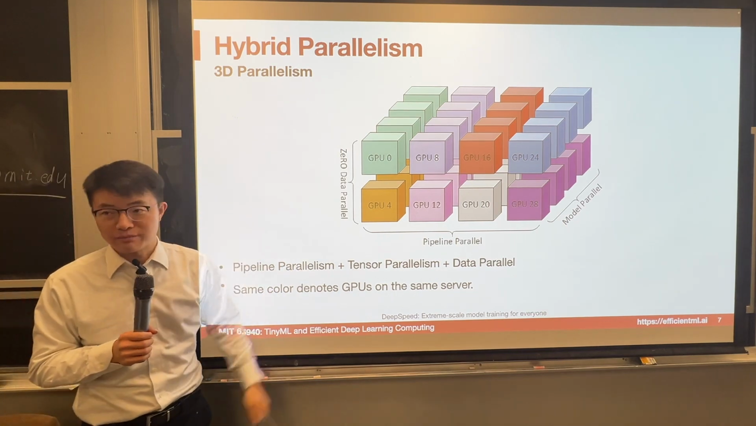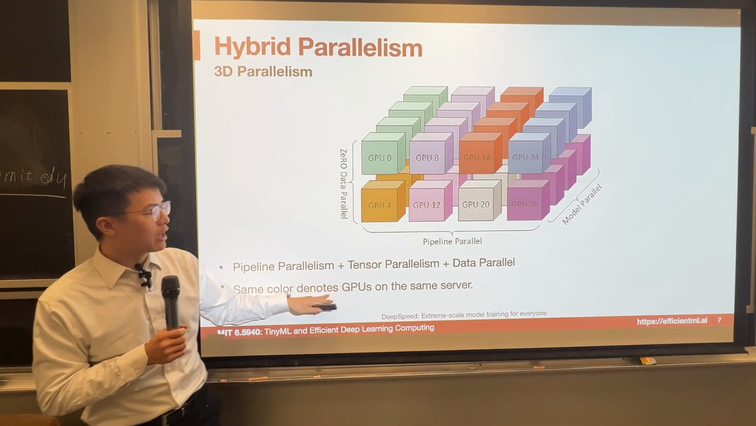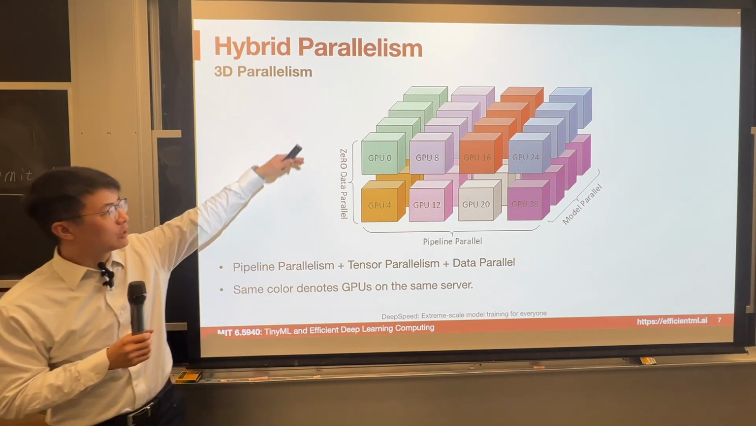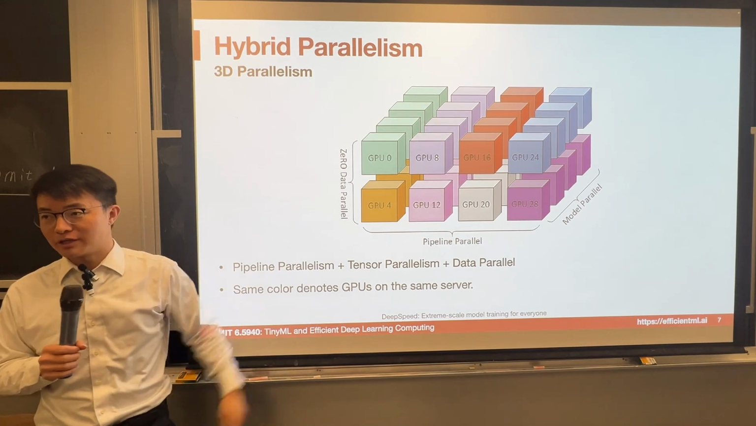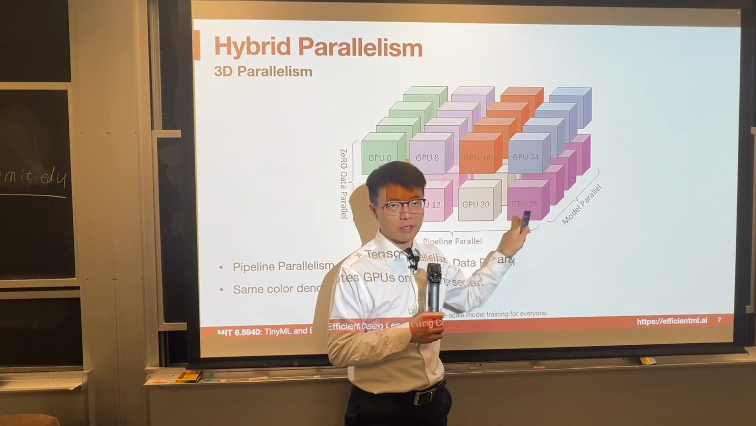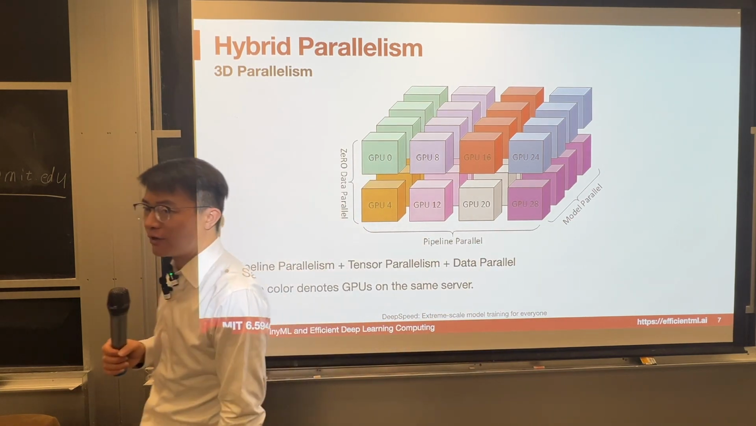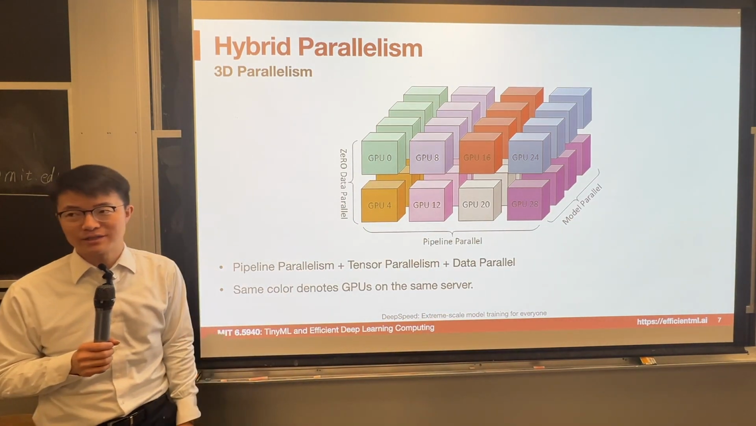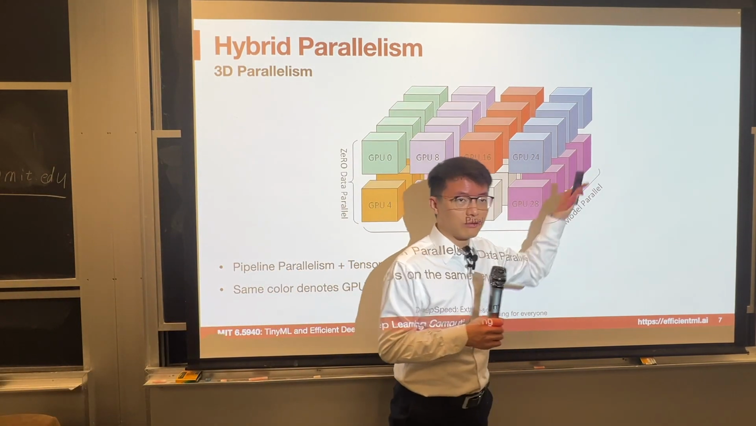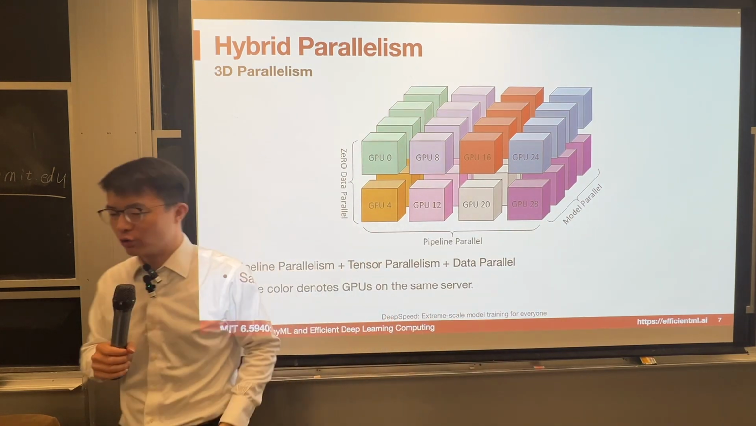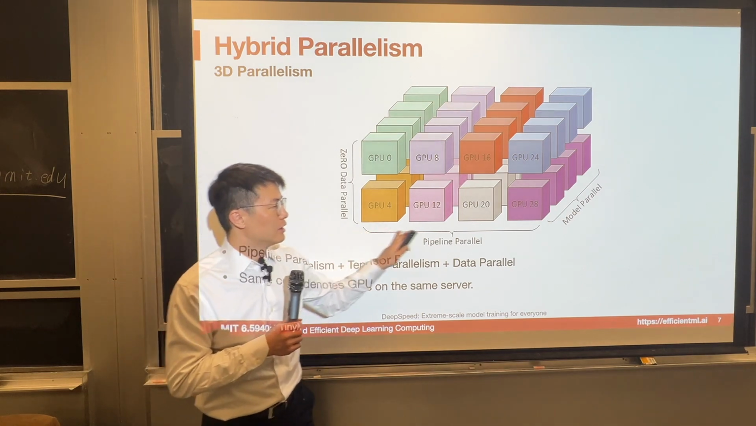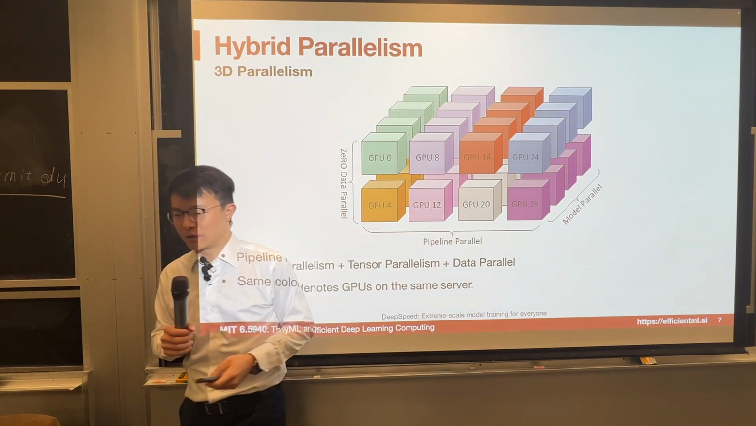Having this 3-dimensional orchestration. The same color denotes the GPUs on the same server. Okay? So here we are doing data parallelism this way. We are doing model parallel in this way. Since the same color is in the same node, we tend to have easier, faster communication, so that we can divide the tensor among the GPUs that sit in the same node, since model parallelism has a huge communication bandwidth requirement. And among nodes, we do pipeline parallelism in this way.